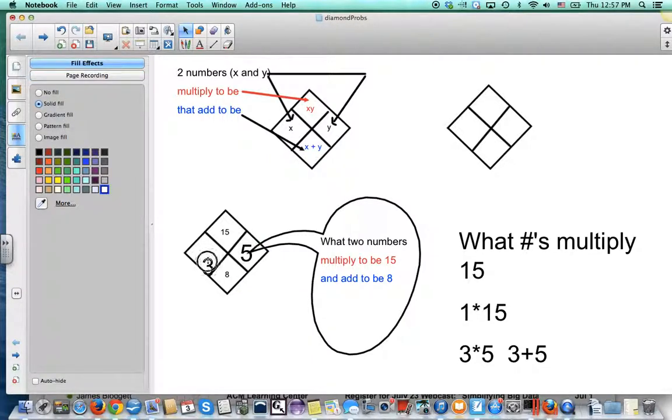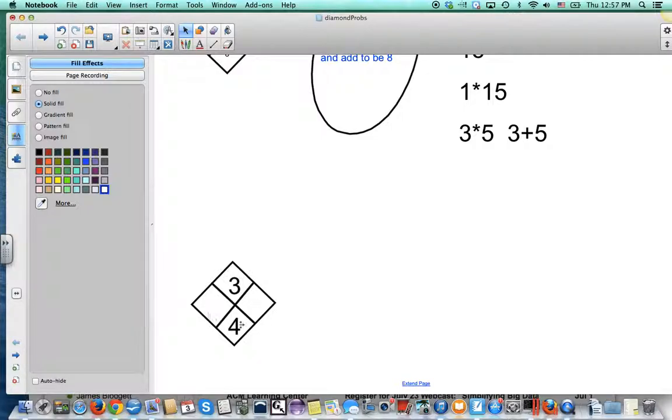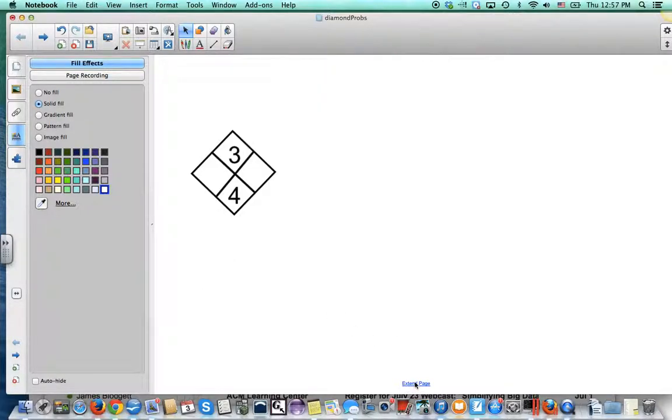So now they fit that pattern. When I multiply them together, it's 15. When I add them together, it's 8. So now you try this one. And you can just hit pause and then hit play again when you want to see if you got it right.